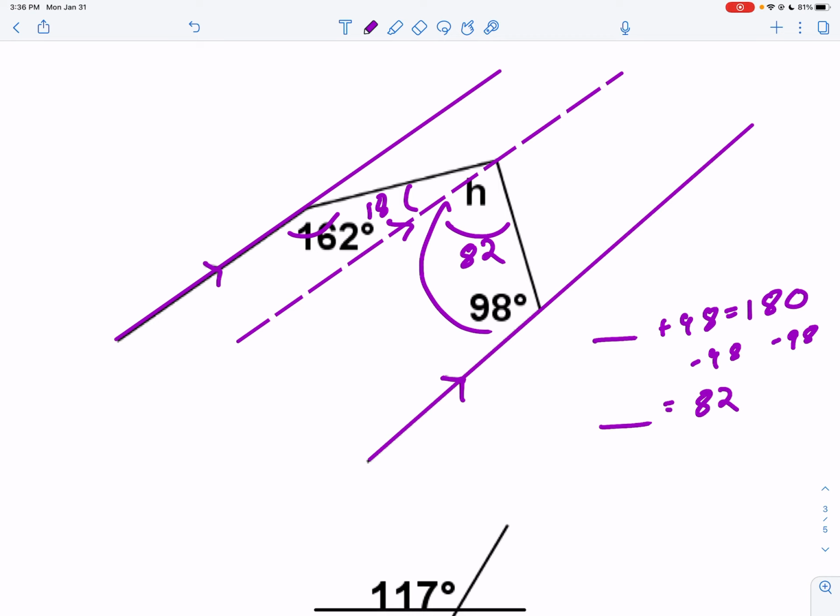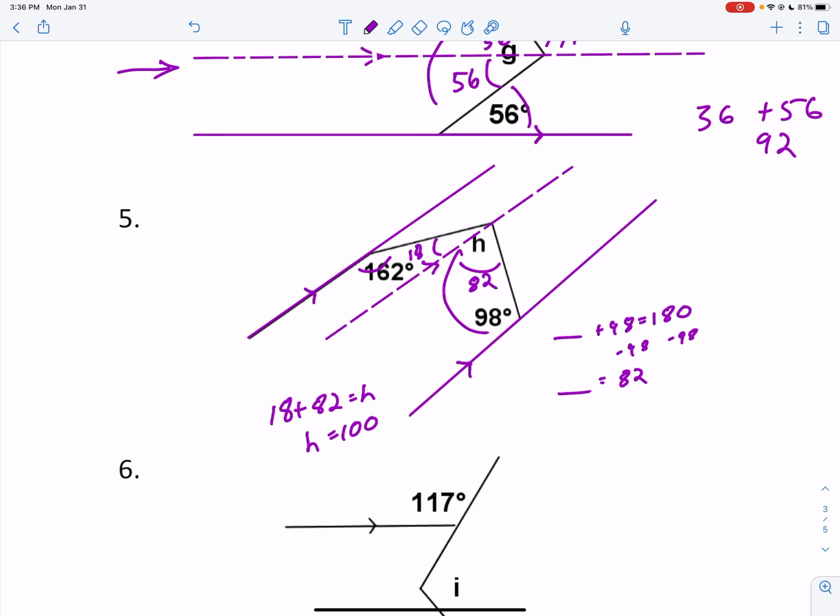Either way, h itself is going to be these two things added up. Both of these angles added up. So it's going to be 18 plus 82 equals h. So h equals 100. That would be your answer there.